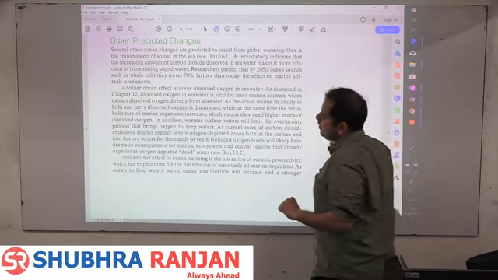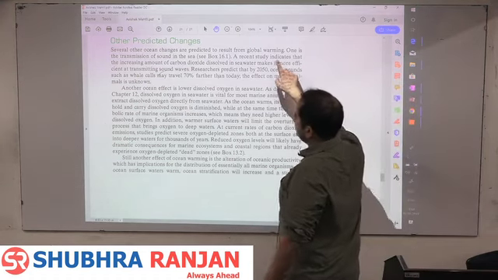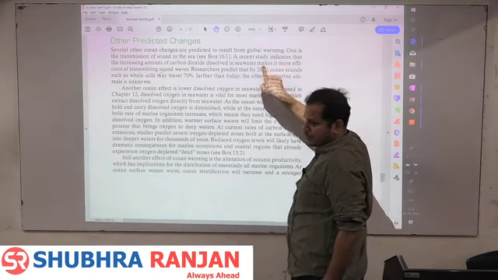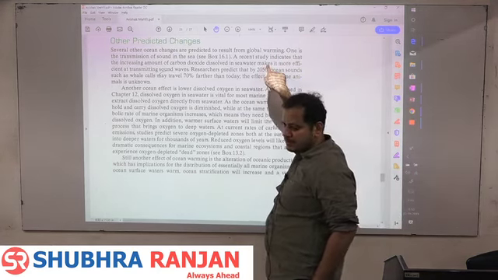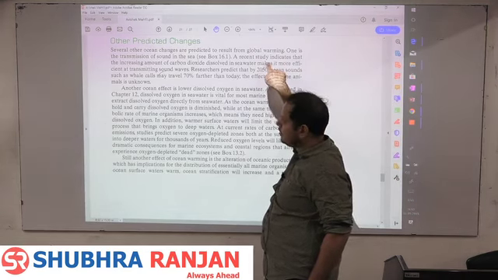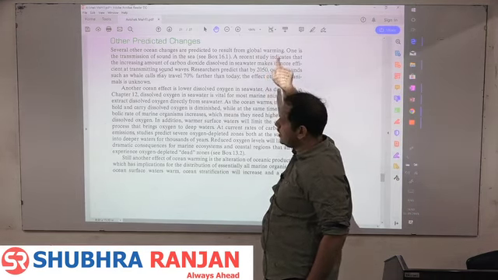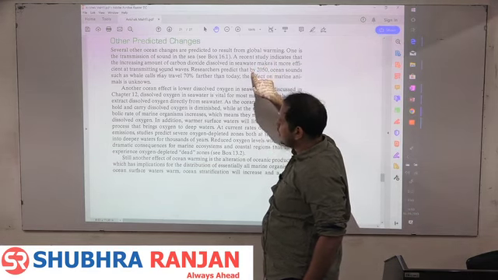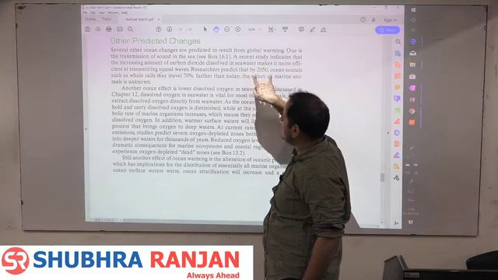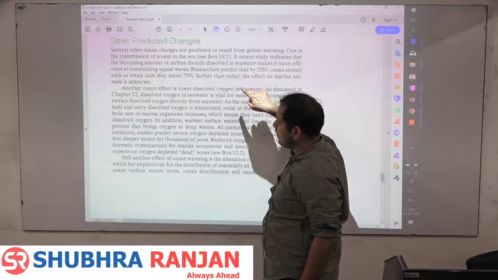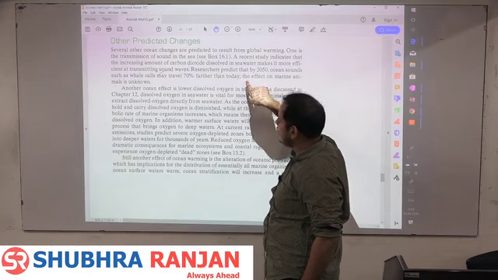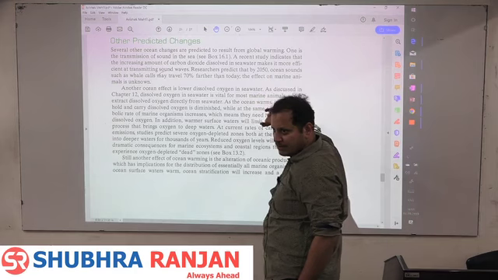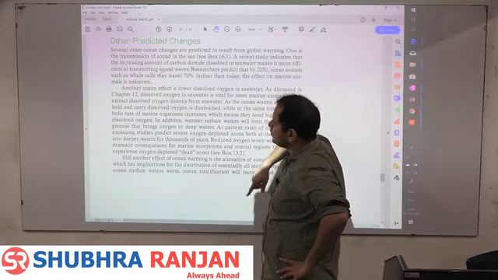Another changes, recent study indicates that increasing amount of carbon dioxide, see these are the new points you will not find in Indian books. Other predicted changes. A recent study indicates that increasing amount of CO2 dissolved in the seawater makes it more efficient at transporting sound waves. Researchers predict that by 2050 ocean sounds such as whale calls may travel 70% farther than today. The effect on marine animals is unknown. We don't know what will happen if the whale calls can travel.